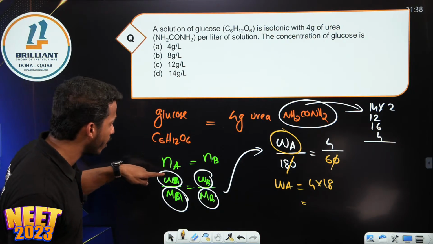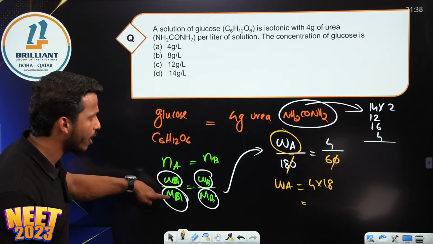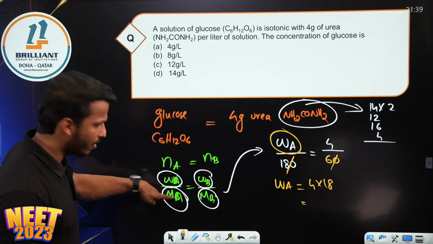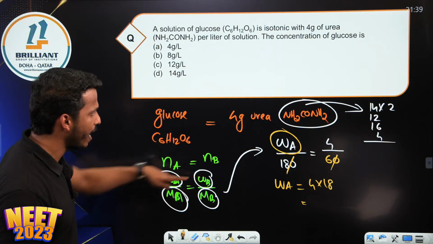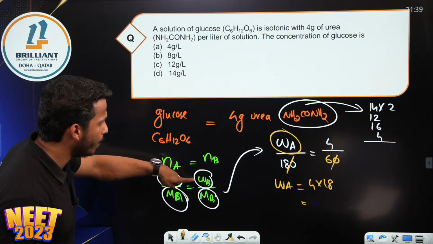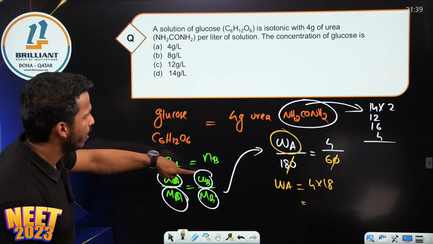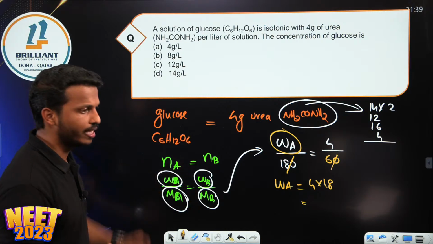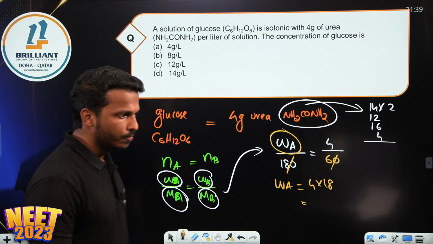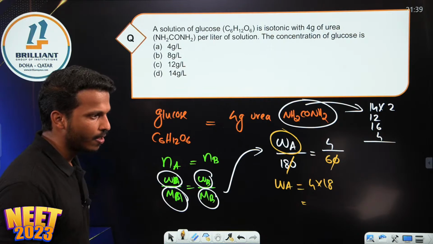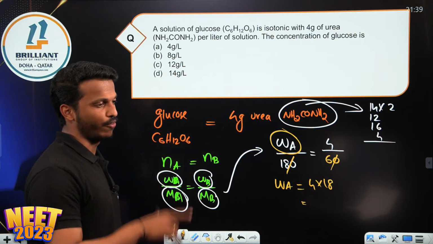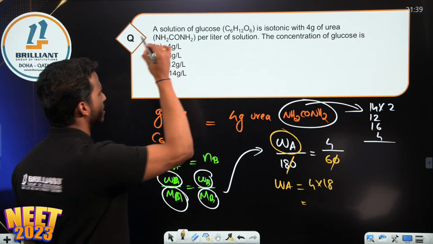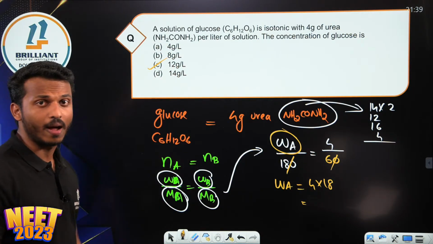Weight of glucose divided by molecular mass equals WB divided by MB. WB is given, 4 gram, right? 4 gram divided by molecular mass, that's around 60. That is actually 4 into 18 divided by 6. Option C is the correct answer, that is 12 gram per liter.